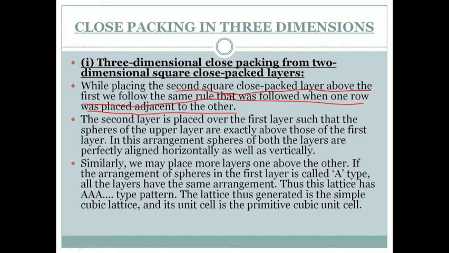And in this arrangement, the spheres of both the layers are perfectly aligned horizontally as well as vertically, just like the 2 dimensions we discussed. Similarly, we may place more layers one above the other. If the arrangement of spheres in the first layer is called A-type, all the layers have the same arrangement. Thus, this type of lattice has which type of pattern? AAA type pattern, and the lattice thus generated is the simple cubic lattice, and its unit cell is the primitive cubic unit cell, right?